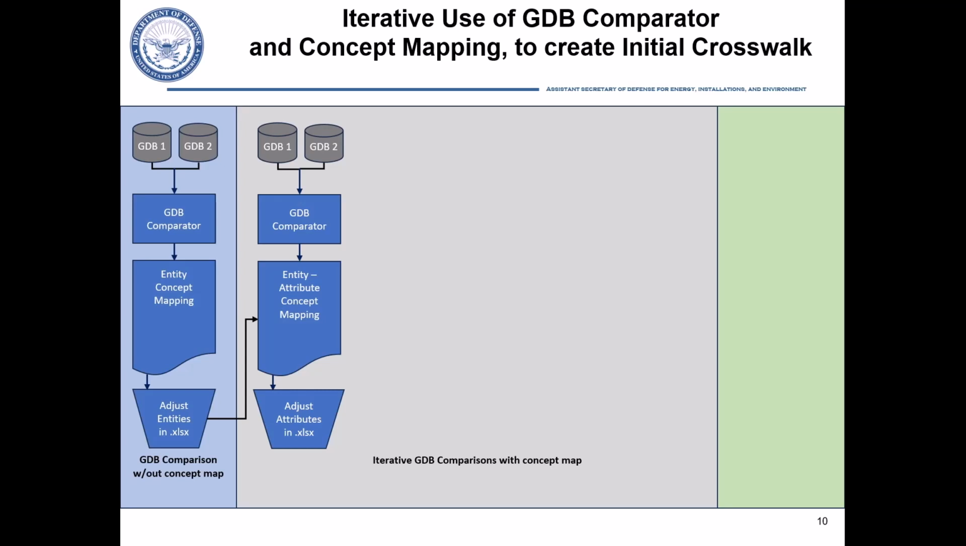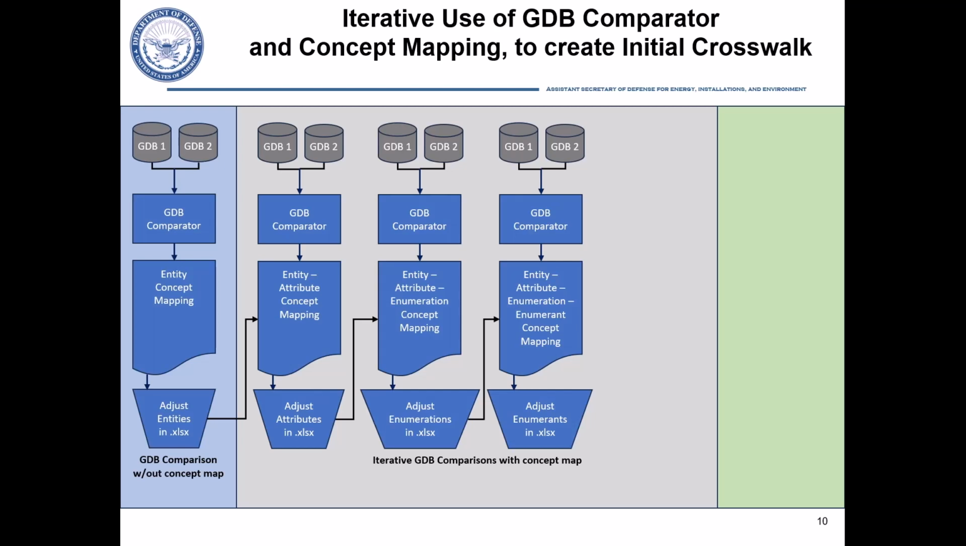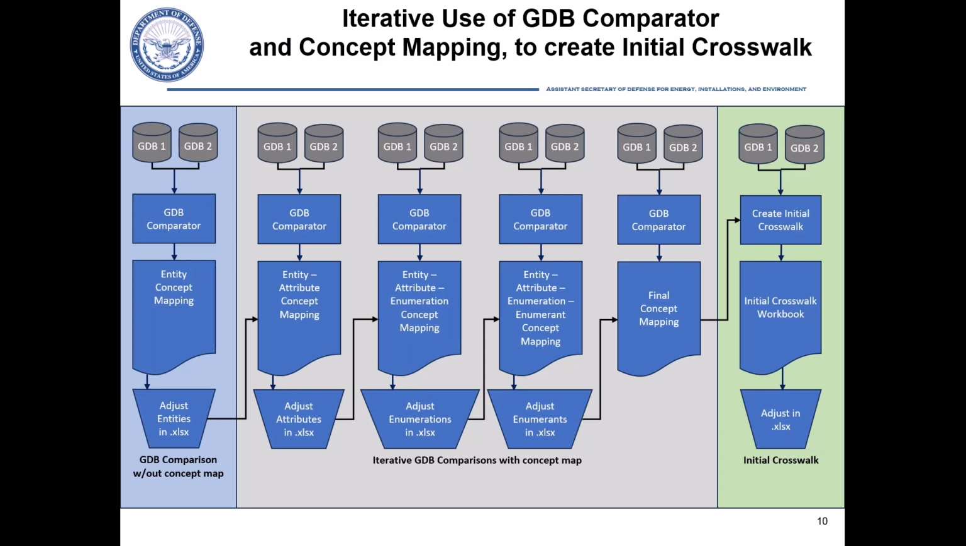This pattern holds for evaluating and editing the enumeration matches in the middle left process, and the enumerants in the middle right process, until a final concept mapping workbook is produced from the rightmost process in the gray shaded area. At this point, that final workbook can serve as an input to the initial crosswalk workbook tool. This is the use case that will be demonstrated in a moment.